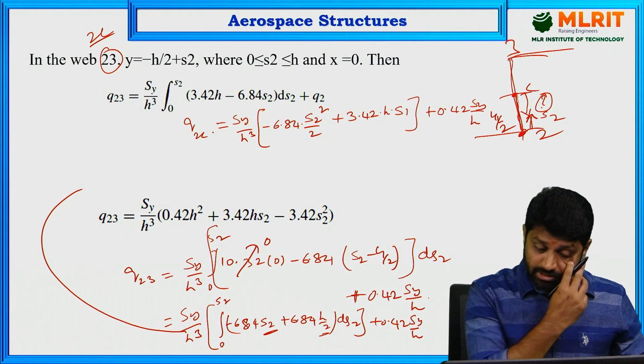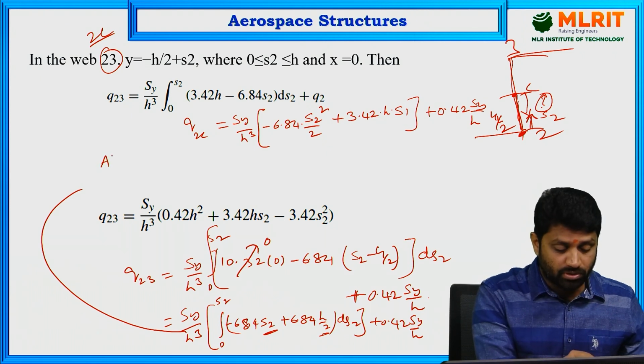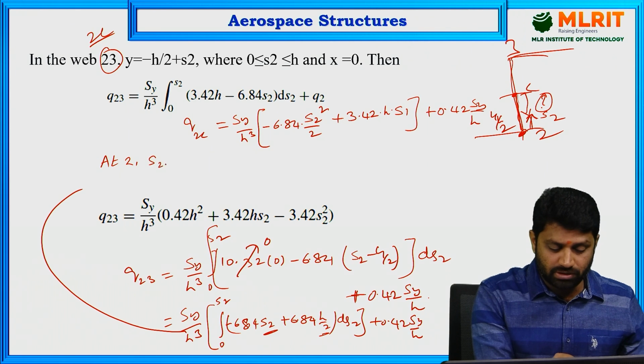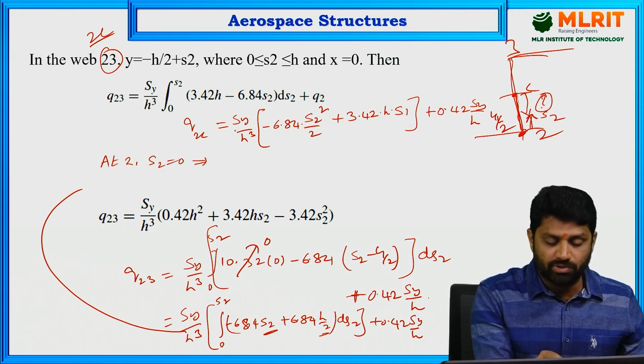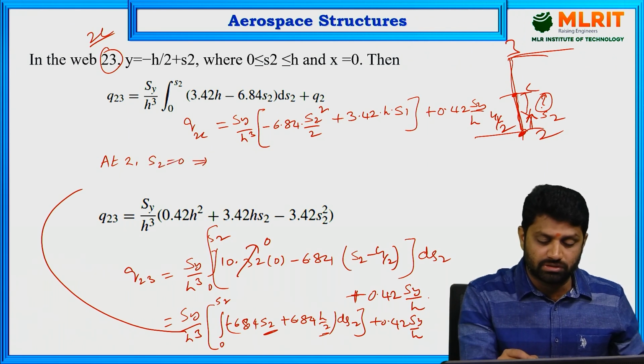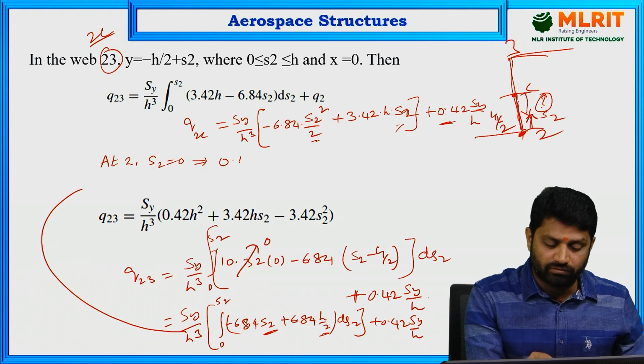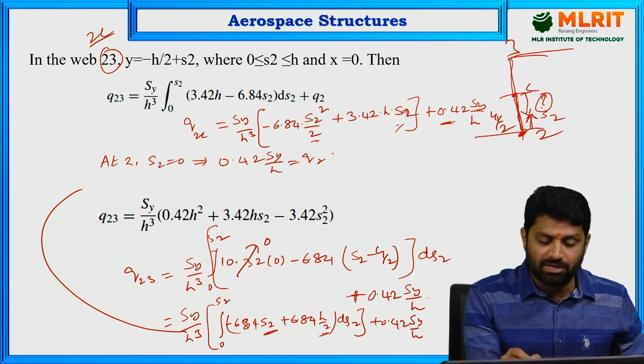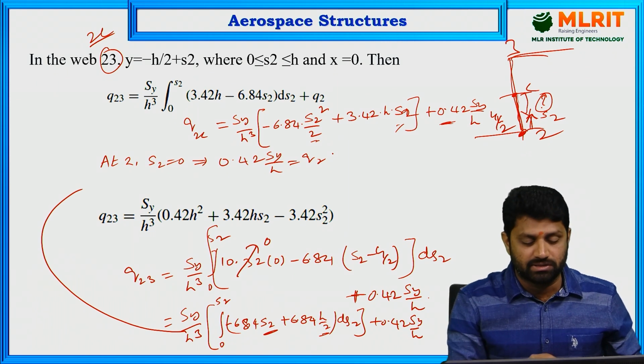Now once you got the distribution, now you have to apply the boundary conditions at 2, and at 2 the position of s2 equals 0. Substitute in the above equation. If s2 is 0 you substitute, this term goes to 0, and this term, this is also s2, this term goes to 0, and you are left with only this one, 0.42 Sy by h, which is nothing but q2, same like the previous one. Okay, so that is what is important.